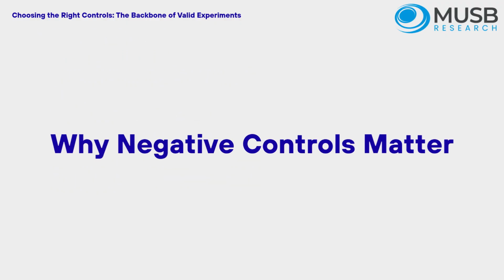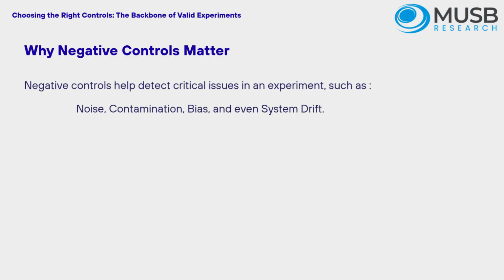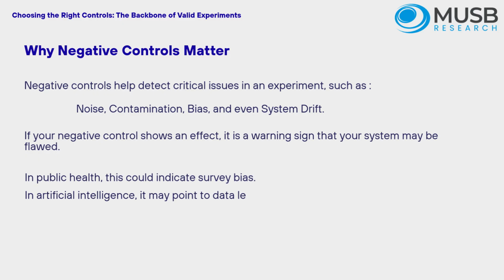Why negative controls matter. Negative controls help detect critical issues in an experiment, such as noise, contamination, bias, and even system drift. If your negative control shows an effect, it is a warning sign that your system may be flawed. In public health, this could indicate survey bias. In artificial intelligence, it may point to data leakage. And in engineering, it could reveal a calibration error.